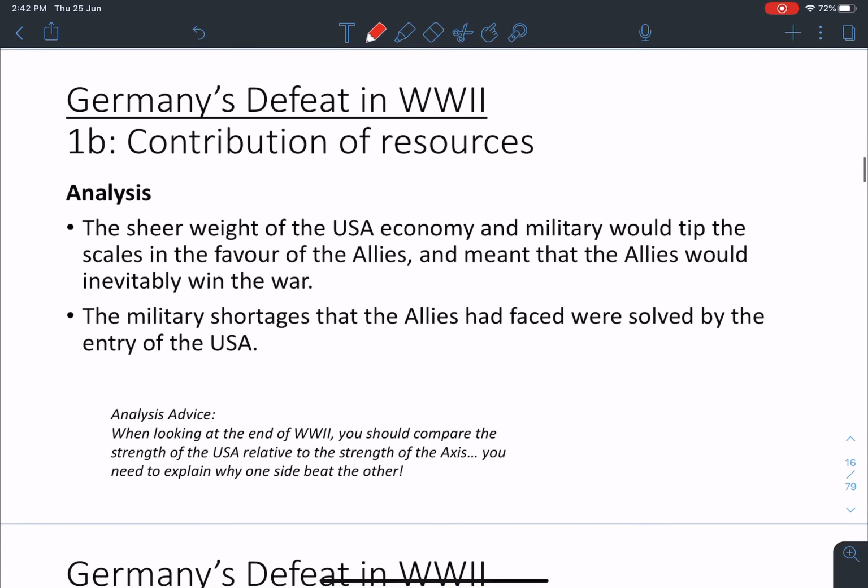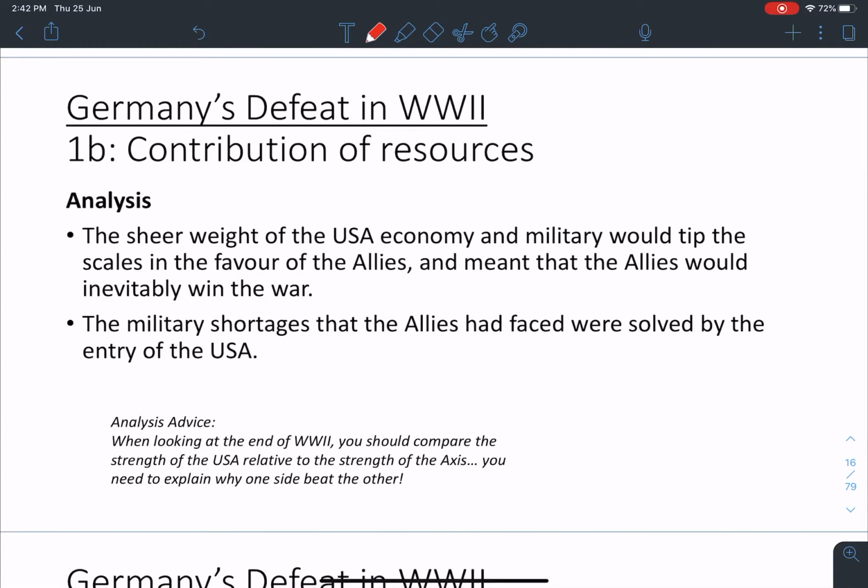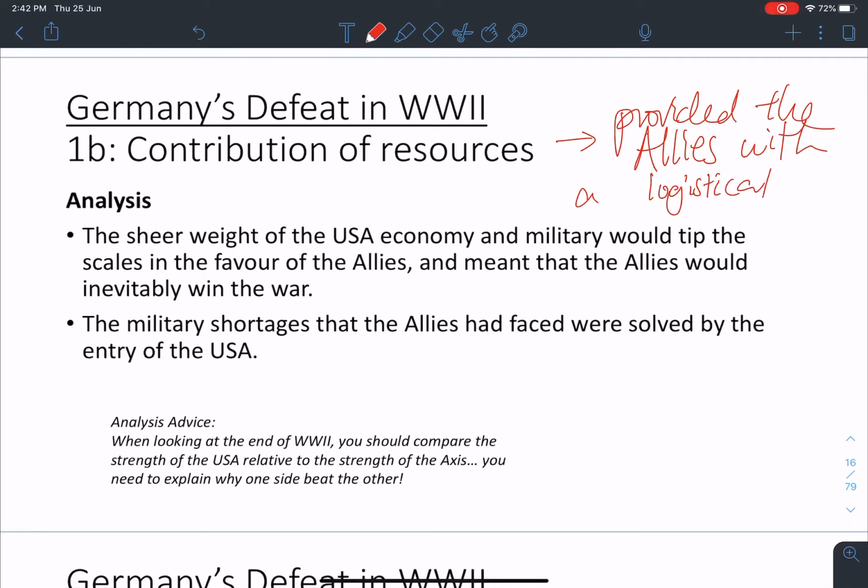So one point that we want to make about the contribution of resources is that it shifted the scales, the tipped scales of the war in favor of the Allies. What I'm trying to say is that it provided the Allies with a logistical advantage. Here I use the word logistical because it is a term that summarizes everything, both money and resources, anything to do with providing more materials.